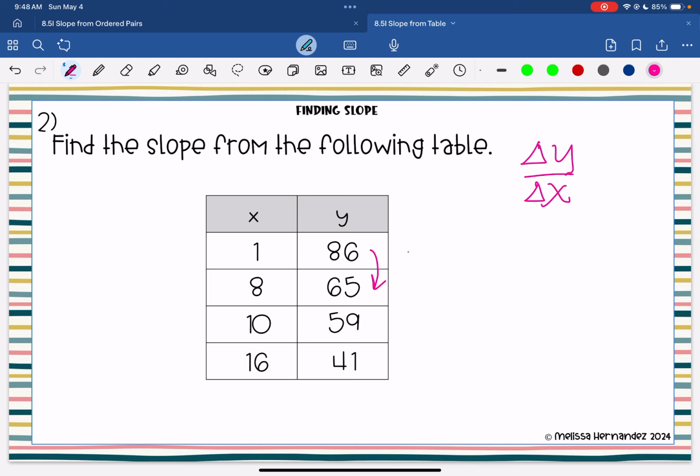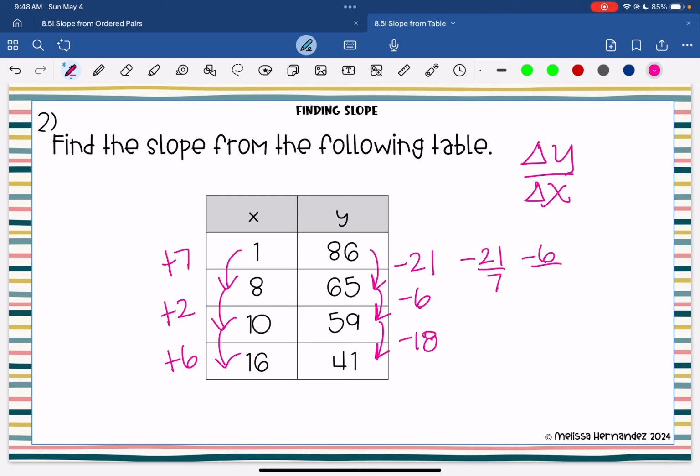86 becomes 65 by minus 21. 65 minus 6 becomes 59, and then 59 becomes 41 by minus 18. How does 1 become 8? Plus 7. How does 8 become 10? That'd be plus 2. How does 10 become 16? Plus 6. So let me set them all up. Negative 21 over 7. Negative 6 over 2. And negative 18 over 6.